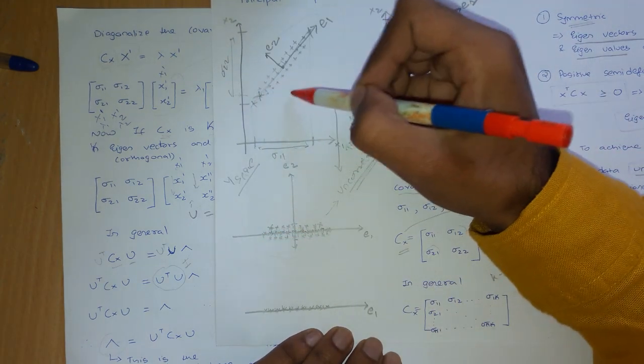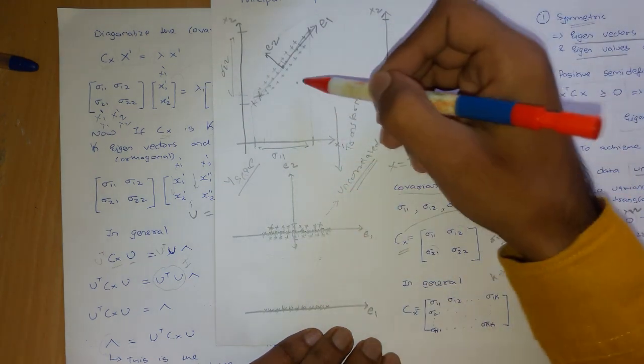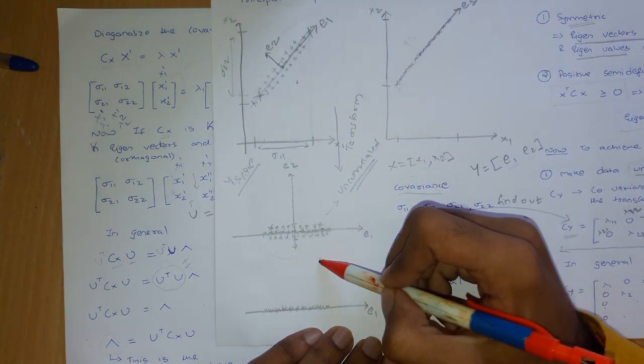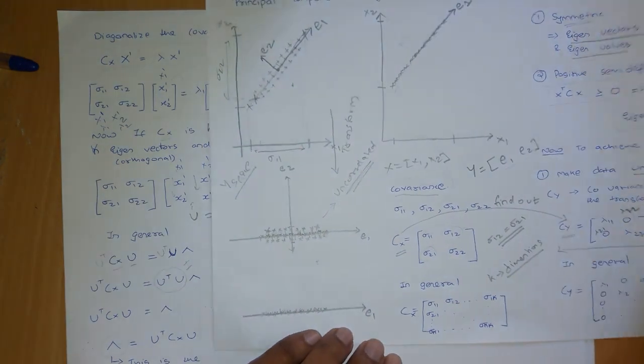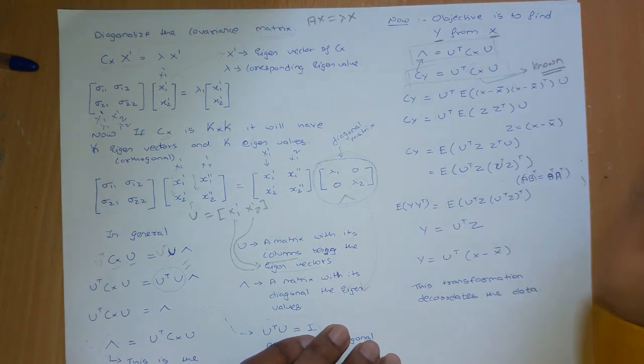So a point over here should get some point over here or something. So I need this mapping. A point over here will be which point in this space? This mapping is important. So that is the objective now, to find y from x.